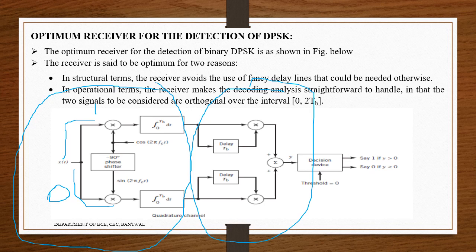So together that is checked, and we check whether y is greater than 0, or y is less than 0. We need not worry too much about it; we just need to know how the principle works. We first differentially encode, then apply it to the PSK modulation. Here first we remove the carrier signals, then multiply again, and the same thing is delayed here, so that we can remove the differentially encoded signal.